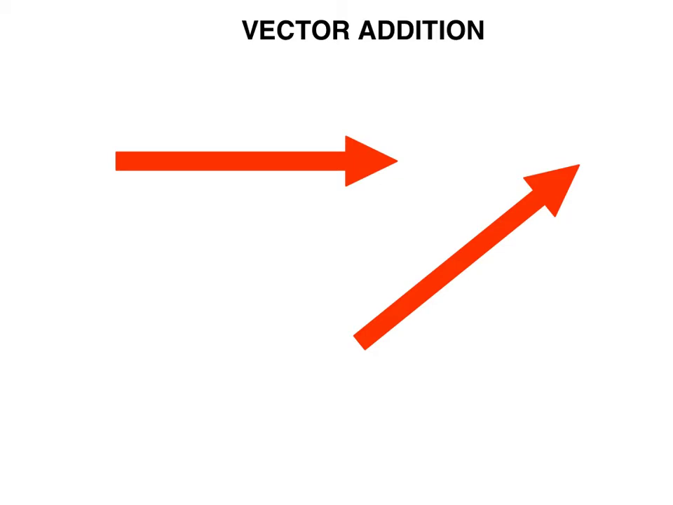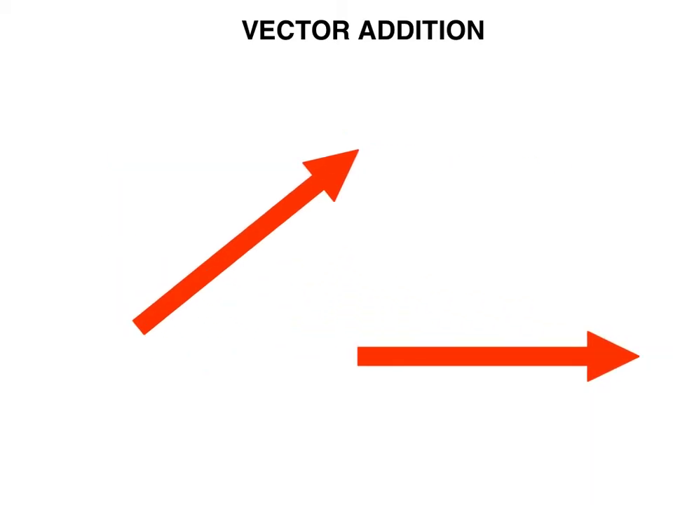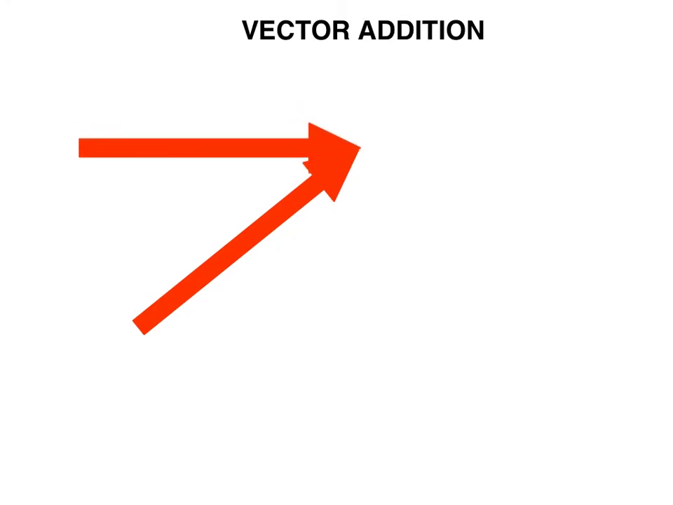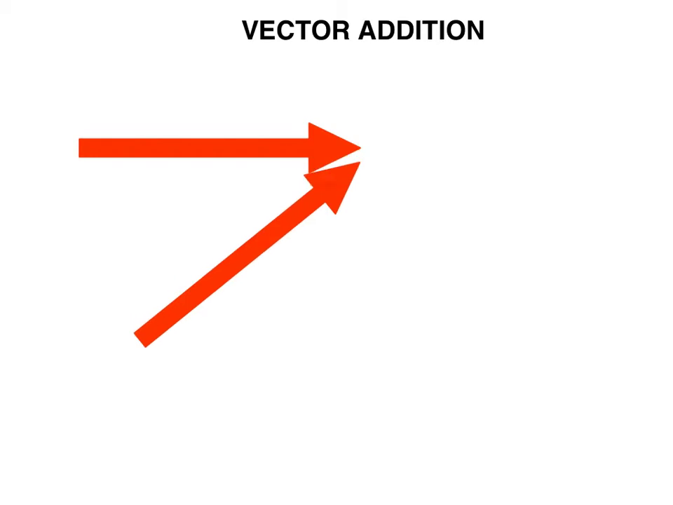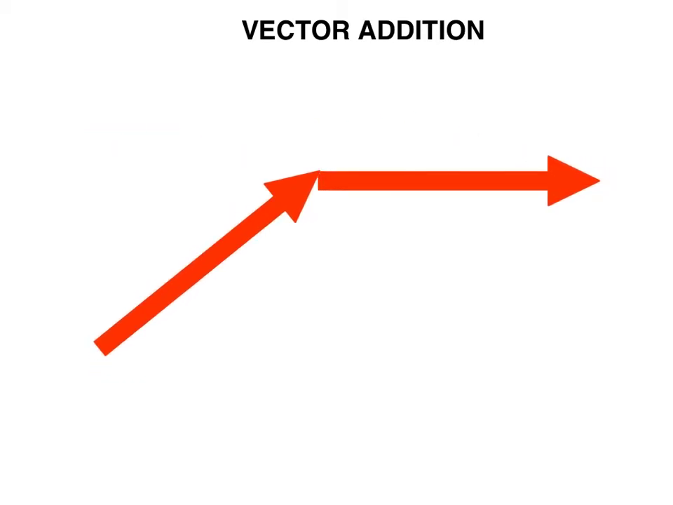Alright, so if I'm going to add these two, I have to put the head of one on the tail of the other. So in other words, if I want to add them, I can't do this. That's tail to tail. I can't do this. That's head to head. I have to put the head of one on the tail of the other. So I'll do this. There you go. That's head to tail.